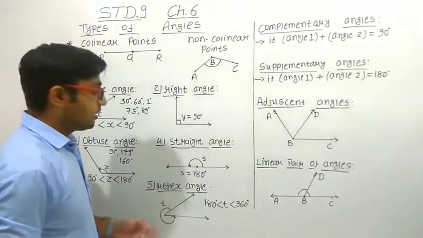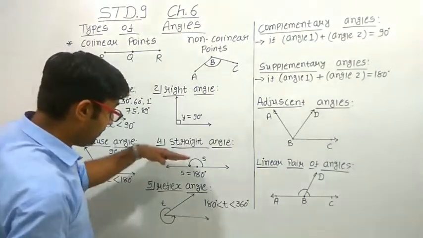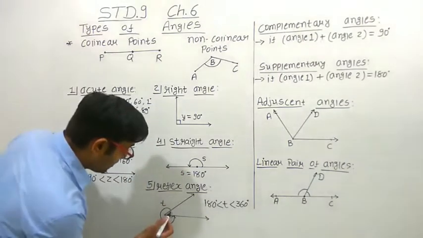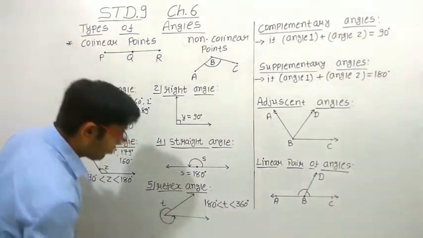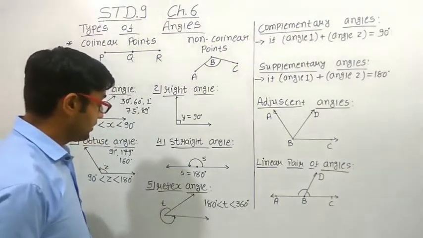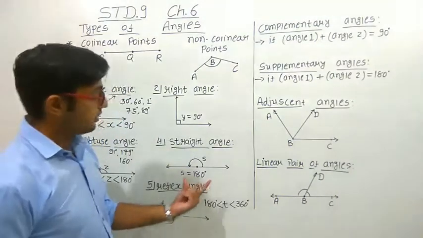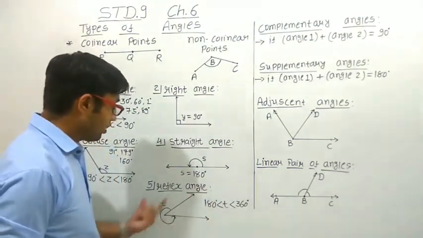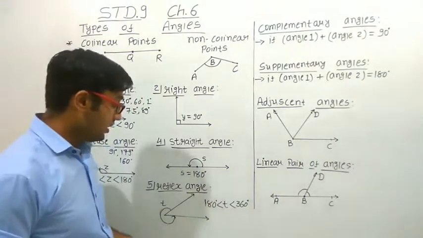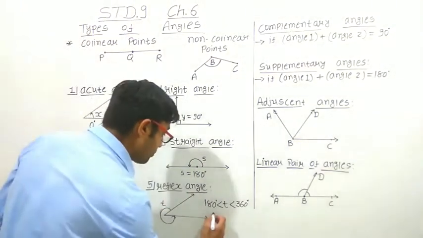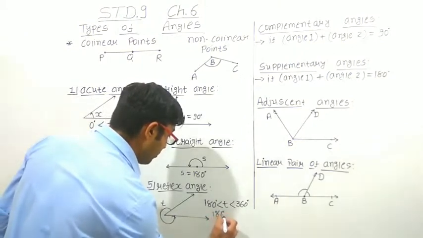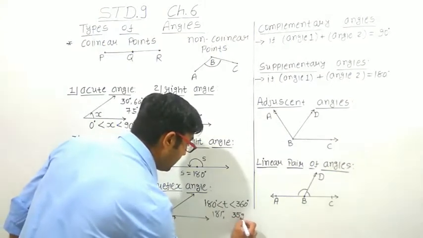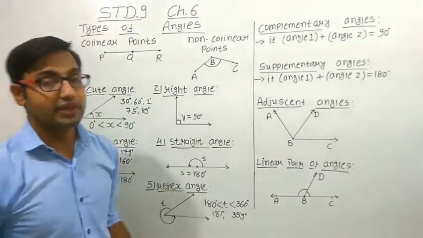And the fifth type is the reflex angle. Now again, if we take this arm downside, then what will happen? When we have to measure this kind of angle, suppose this angle is T. This angle value is obviously greater than 180 degree and less than 360 degree, and this angle is called the reflex angle. Right? So if the angle value is suppose 181 degree, then it is called a reflex angle. And if the angle value is 359 degree, it is also called a reflex angle.